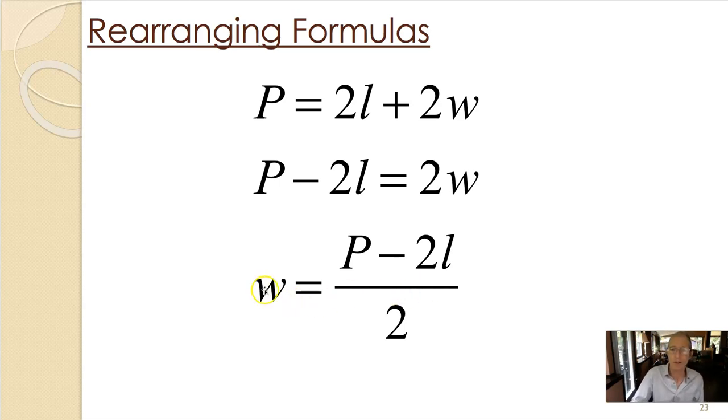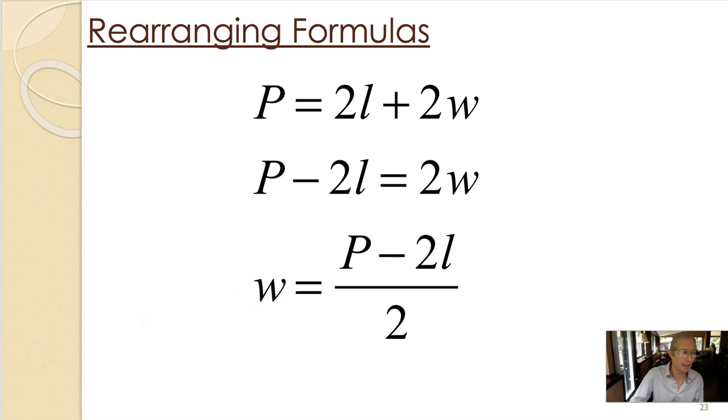So that's W. So if we know P and we know L, then we can just plug those values in here and we can find what W is. And quite often that's why we rearrange formulas. We know certain values for the variables in the formula except one, so we rearrange it to find that particular value.